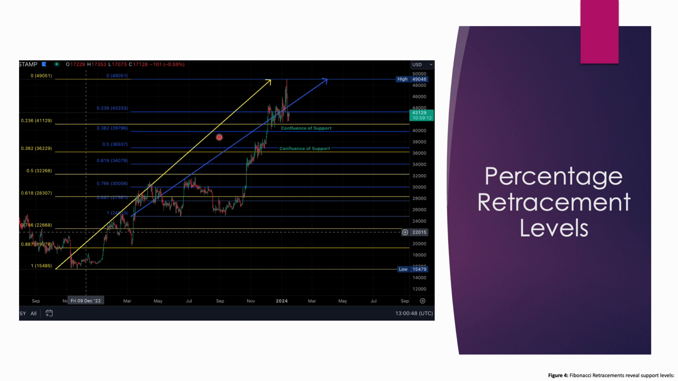You always gather confluence and you don't rely on just one percentage retracement for support and resistance.